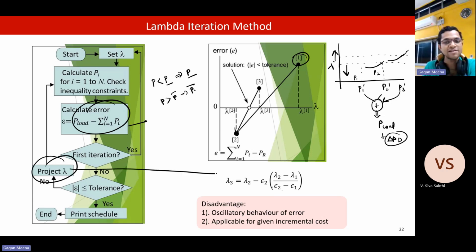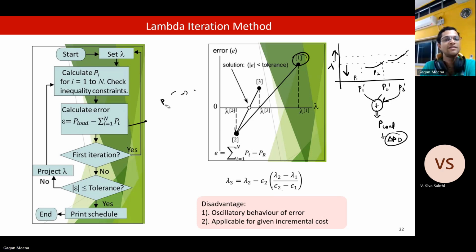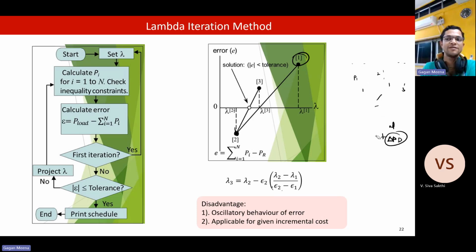So project lambda we have already seen. The lambda projection we can do using this interpolation, and then again calculate this. Now keep on doing this, and you will find that you can converge. You may not even converge, because this has a problem of oscillatory behavior of the error, and it is highly sensitive to what initial guess we take. Also, it is applicable only for a given incremental cost. If we have a very complicated cost function, then we will not be able to use this. We need a very basic method.